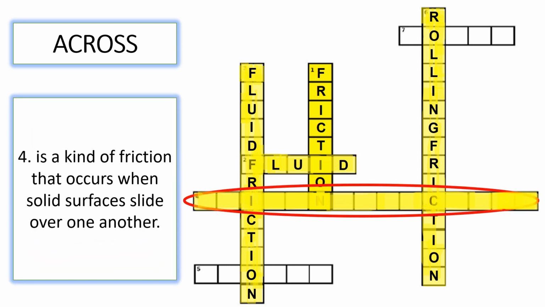Next, it is a kind of friction that occurs when solid surfaces slide over one another. What word are we looking for? The correct answer is sliding friction.